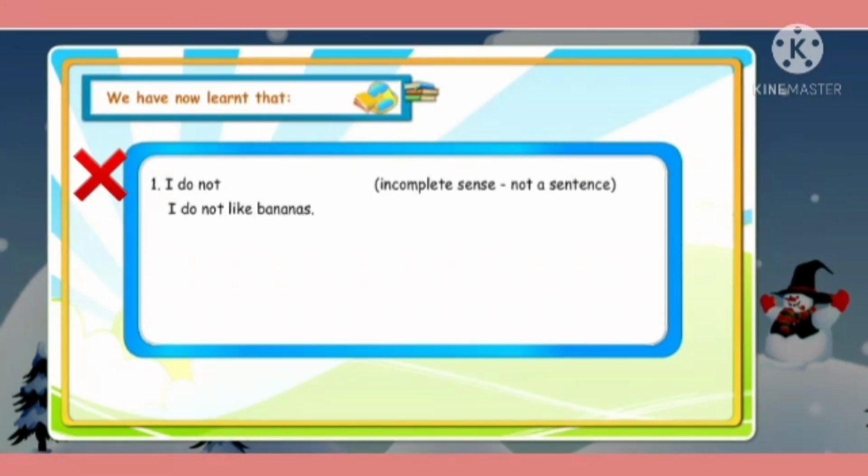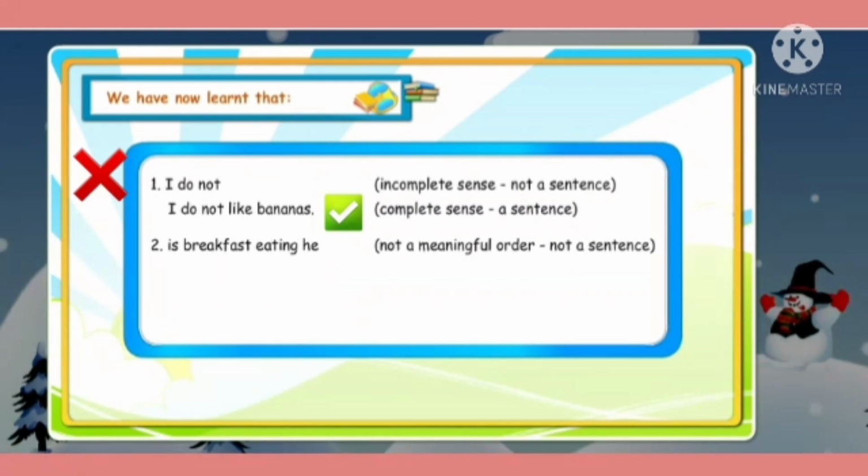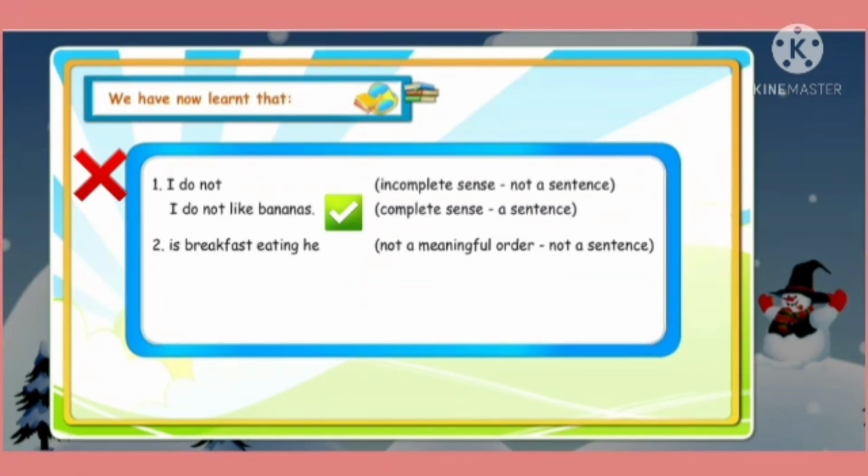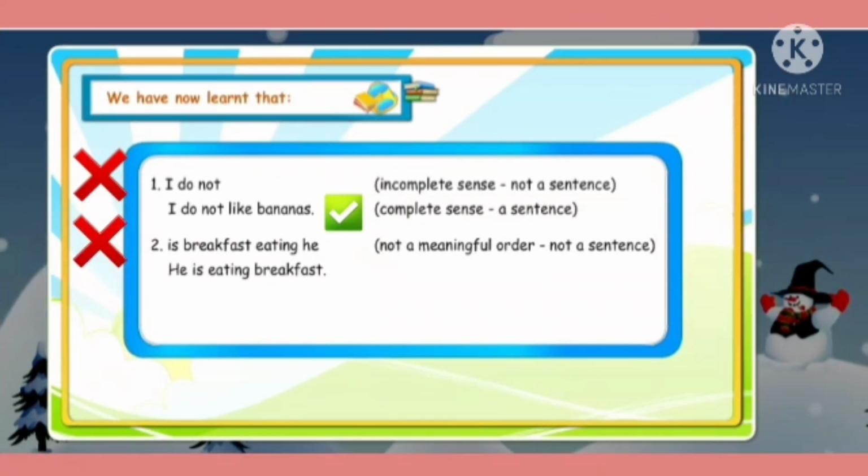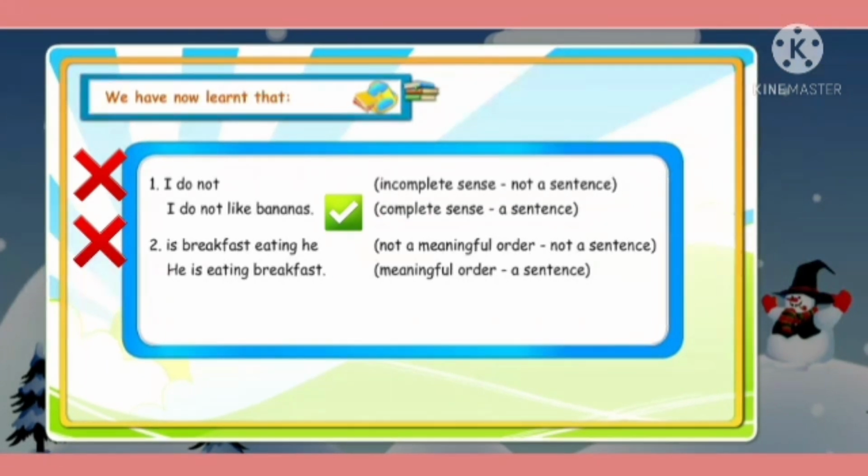Second, I do not like bananas. Here it is making complete sense, which means मुझे bananas पसंद नहीं. So it is a sentence. Next, is breakfast eating he? Does that make any sense? It does not have a proper order. So it is not a sentence. He is eating breakfast. Here, the words are written in a meaningful order and so it is a sentence.